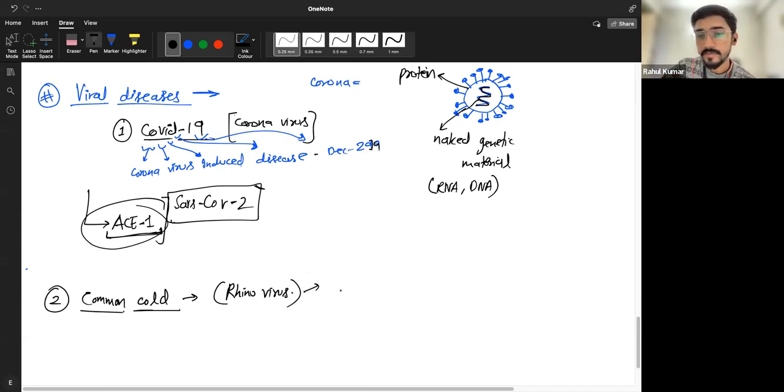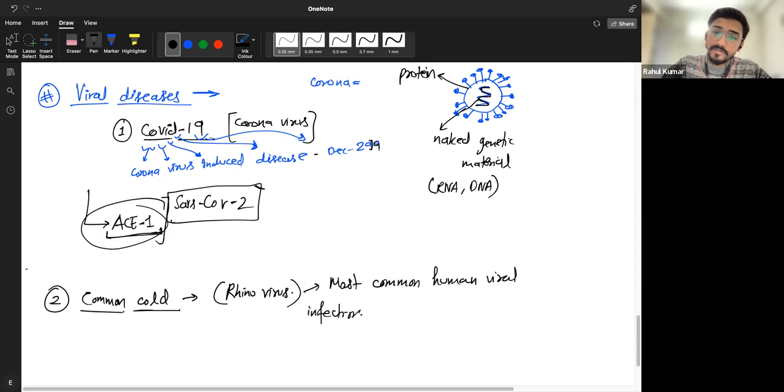So write down: most common human viral infections are caused by rhinoviruses, and the example is common cold. Common cold is the most common viral infection in humans. Every human gets common cold, and it's so common that we get it multiple times, right? Sometimes every season we get common cold, correct?